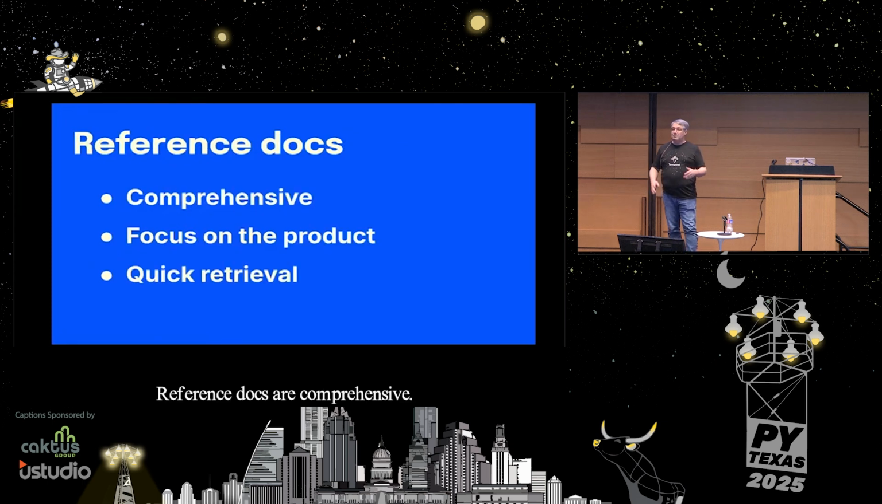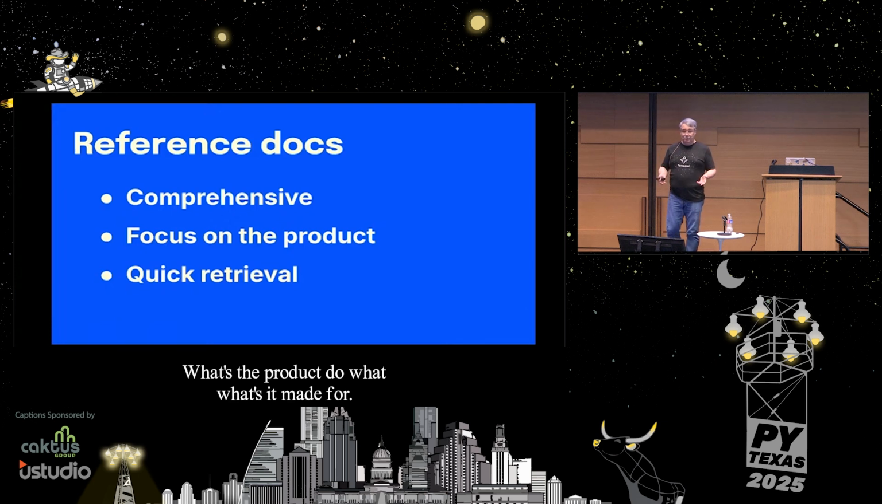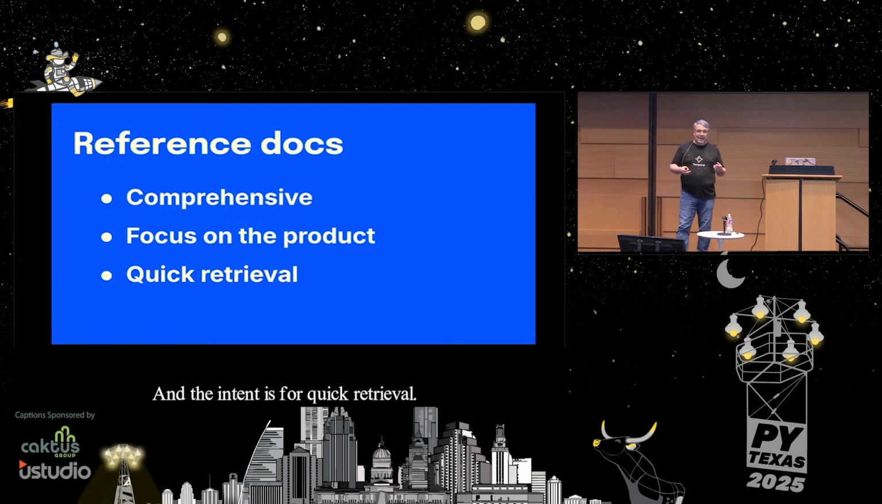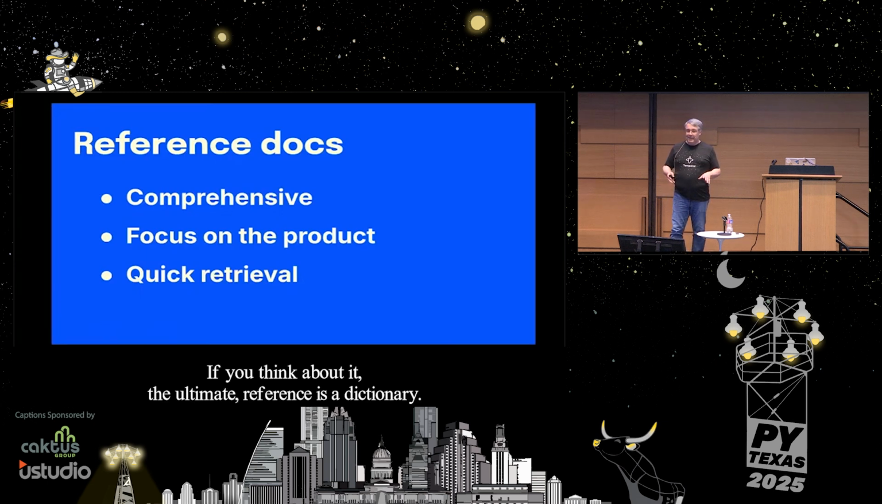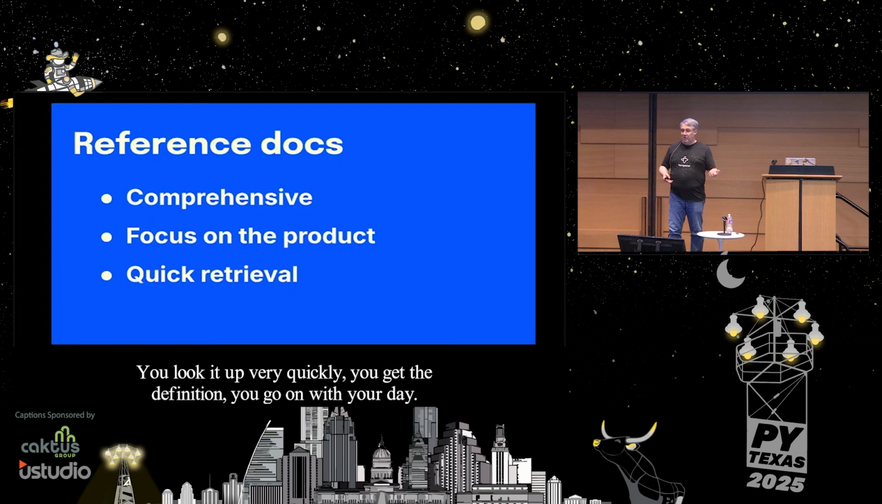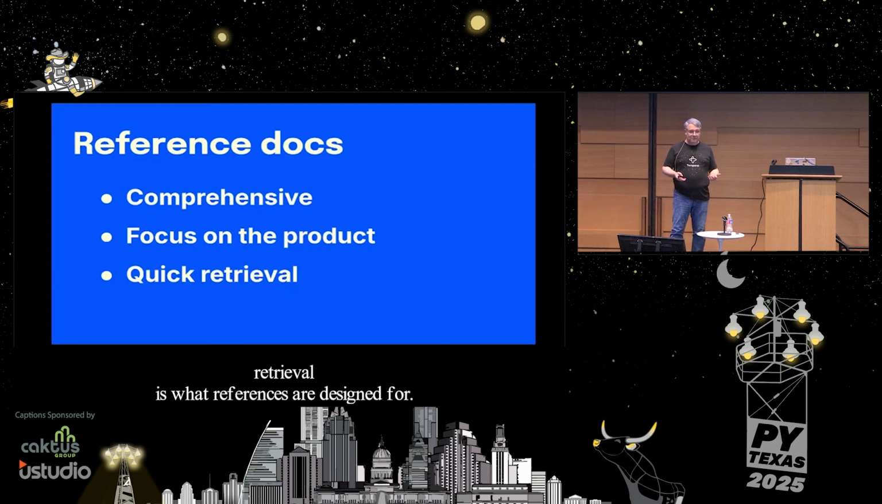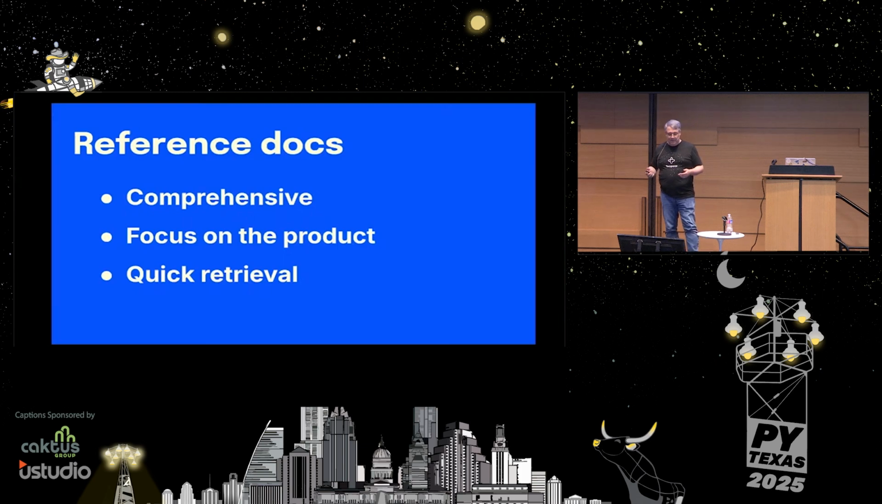Reference docs are comprehensive. You want it to cover everything. They focus on the product. What's the product do? What's it made for? And the intent is for quick retrieval. That's the UX. If you think about it, the ultimate reference is a dictionary. You know what the word is, you look it up very quickly, you get the definition, you go on with your day. Quick retrieval is what references are designed for. Most people don't read a dictionary front to back.